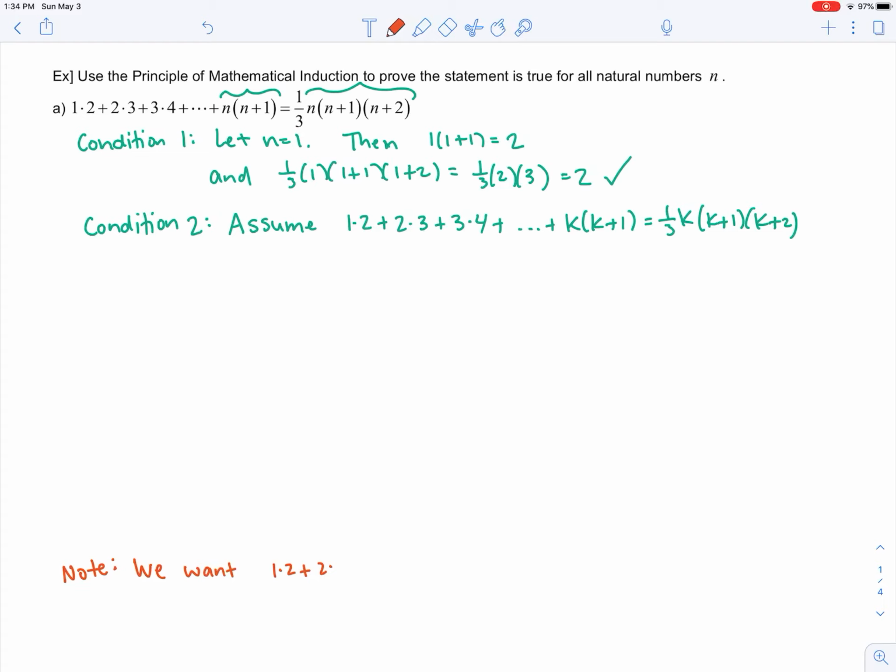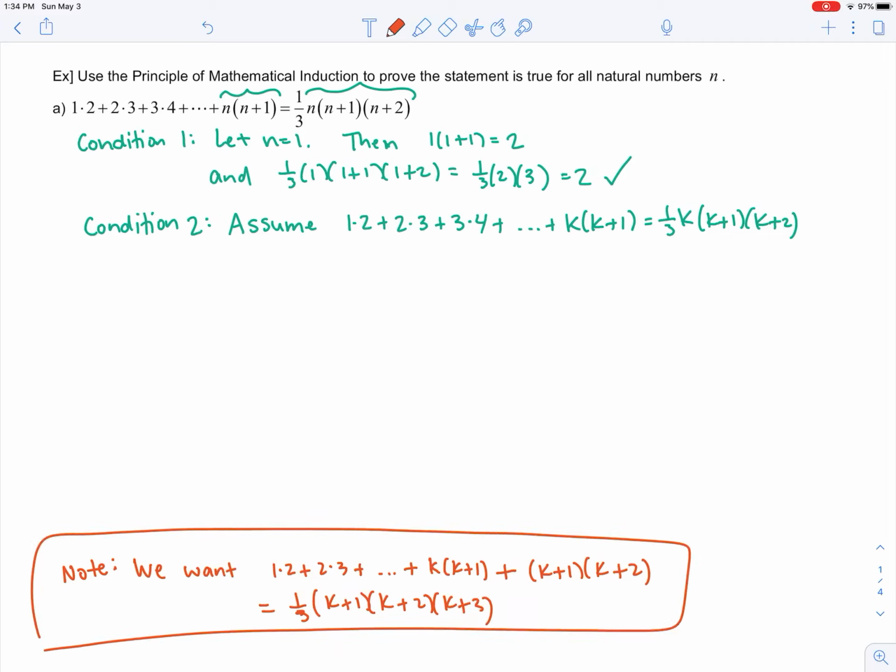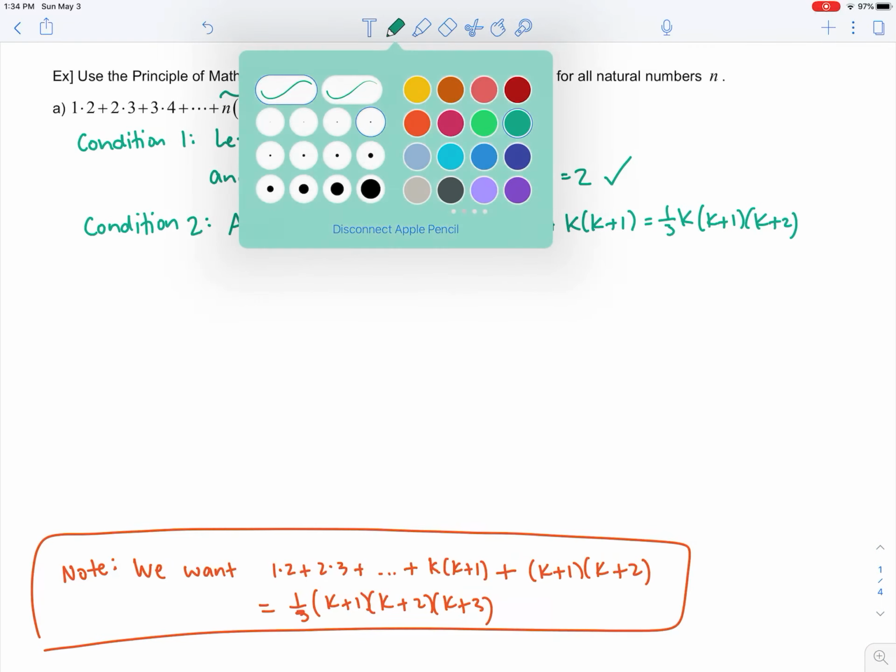So that would be 1 times 2 plus 2 times 3 plus ... plus k times k plus 1. That's what I have above. But now I'm looking at the next case, which would be k plus 1 times k plus 1 plus 1, so plus 2. We want to show that that is equal to 1/3 times, now I'm replacing k with k plus 1, so k plus 1 times k plus 1 plus 1, so k plus 2, times k plus 1 plus 2, so k plus 3. So we want to show that this is true and that it follows from the assumption. So we do that by expanding on this idea that we already have here.